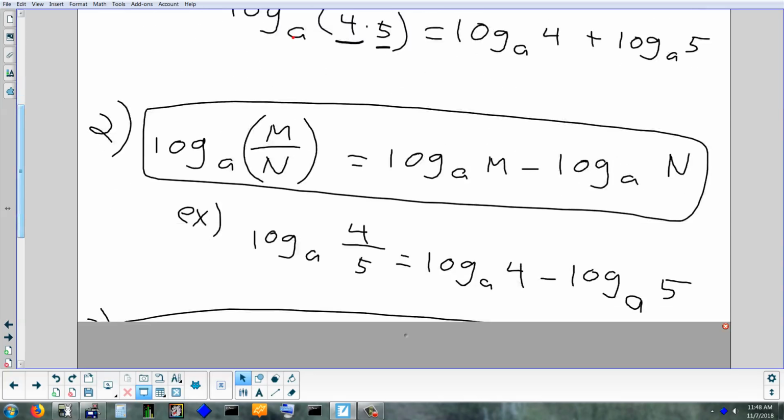I'm not going to go through this one, but you could try typing that in, and it would work. Now remember, you can use these properties with any base. Base 10, base 5, doesn't matter what the problem is. It works on any base, even base e. So if you had ln of 4/5, that would be the ln of 4 minus the ln of 5. So it works there too.